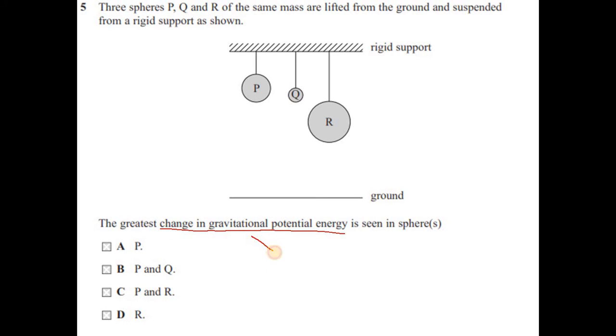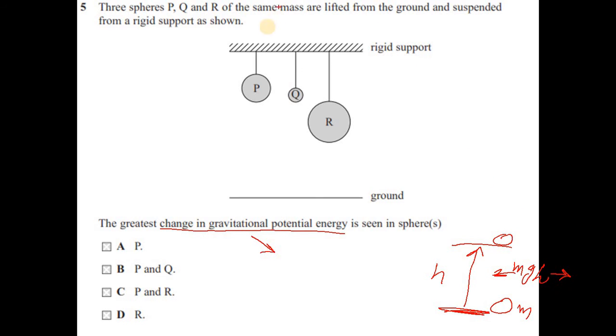If you are lifting something from ground level, this is some object of mass m and it is raised to the height h. If it reaches there, then the change in the potential energy in this interval is mgh. So gravitational potential energy depends on two factors, mass and the height.